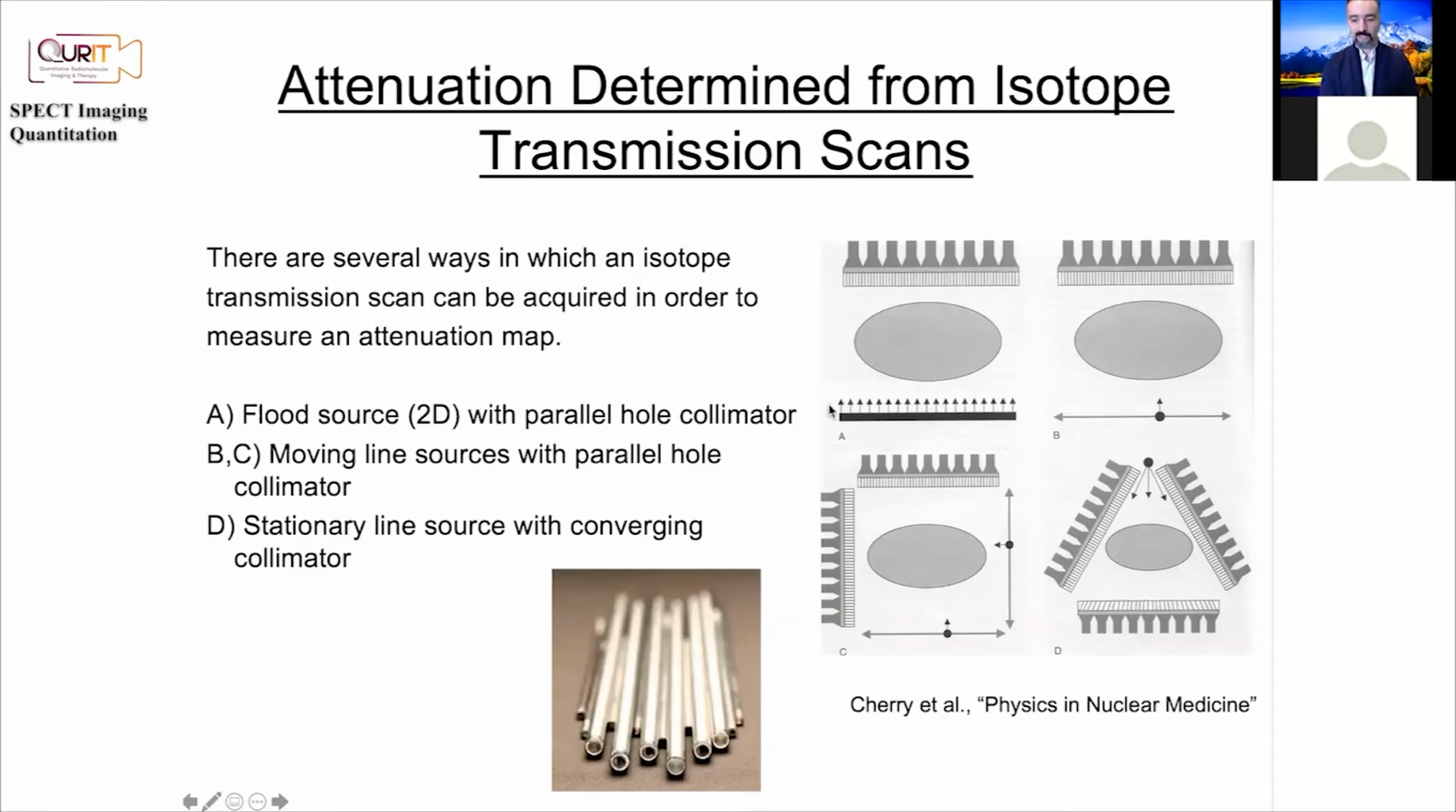Or you could do flood sources. A flood source is like a plane. It's actually a plane, it's just that from our view here, it's a line. It's like a 2D radioactive source that is just placed there, and it is doing this. So again, you could be doing that. You could be doing a moving rod source. You could have a dual head where you have two line sources that are moving. Or in the case of a triple head, you could be doing a rod source, a line source, with a converging collimator, et cetera.